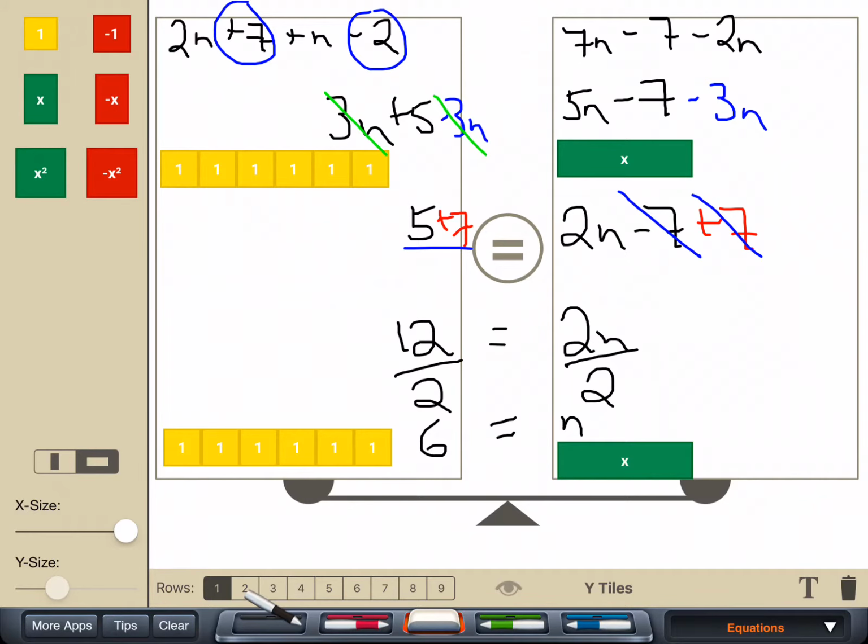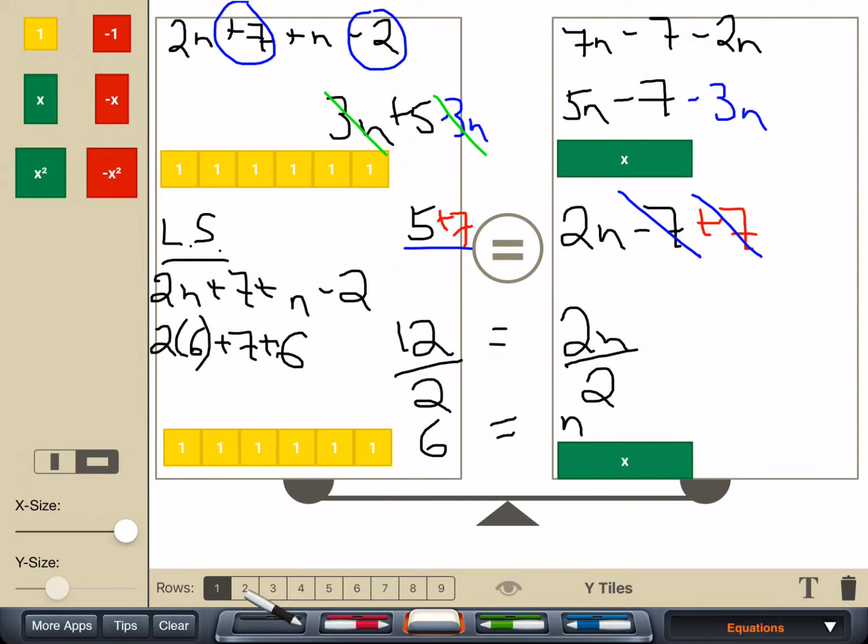We are now down to 2 terms, 6 equals n. And if our check goes well, then that'll make me happy. So 2n plus 7 plus n plus minus 2. Now I can substitute 6 in for both my n, or I can gather like terms first. It really doesn't matter. I should get the same answer. So I'm going to just do it this way. So 2 times 6 plus 7 plus 6 minus 2. 2 times 6 is 12 plus 7 plus 6 minus 2.